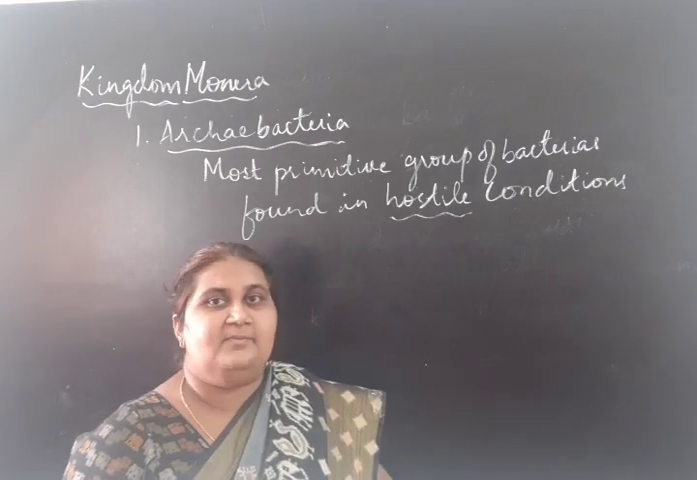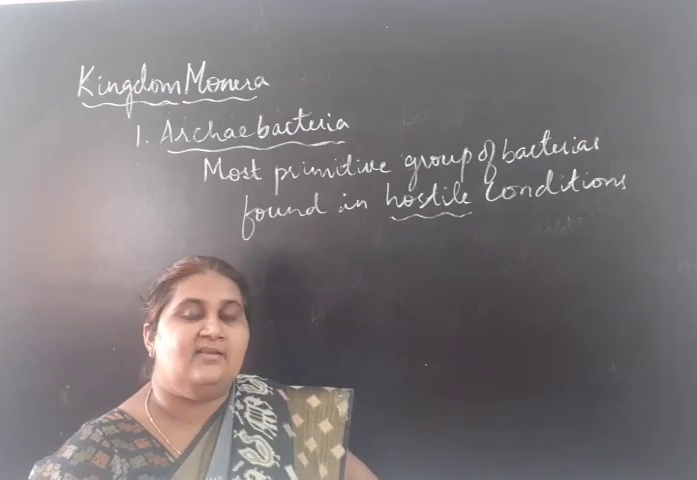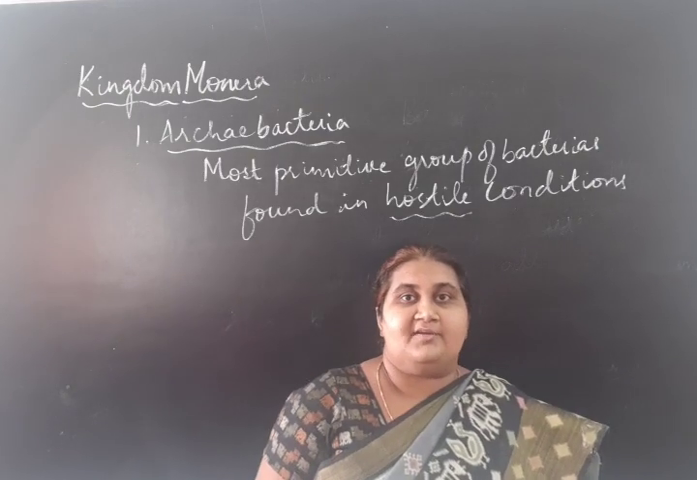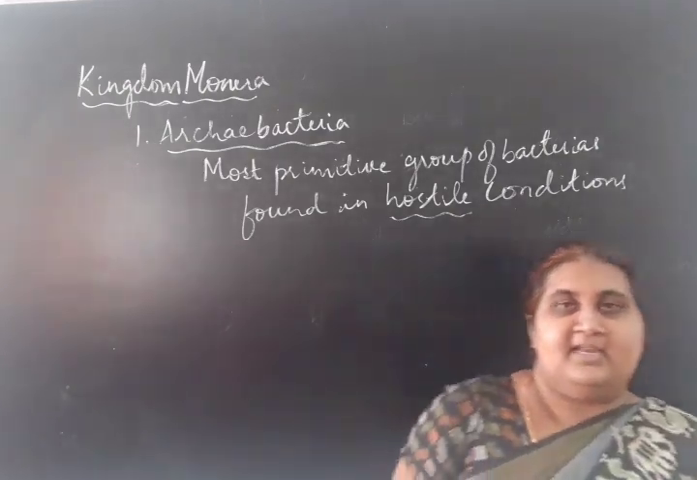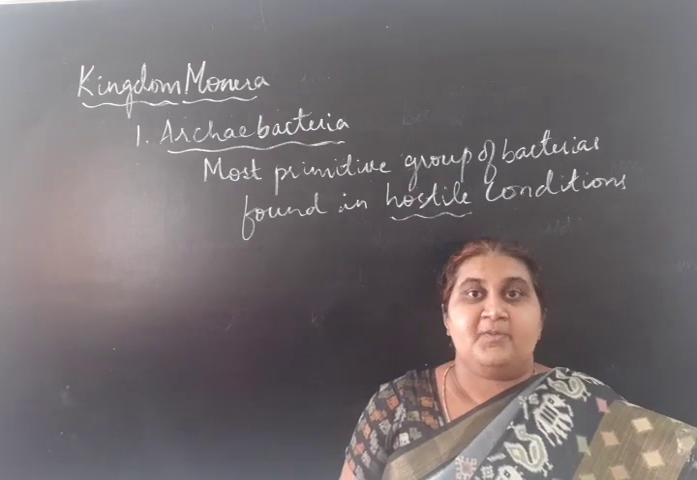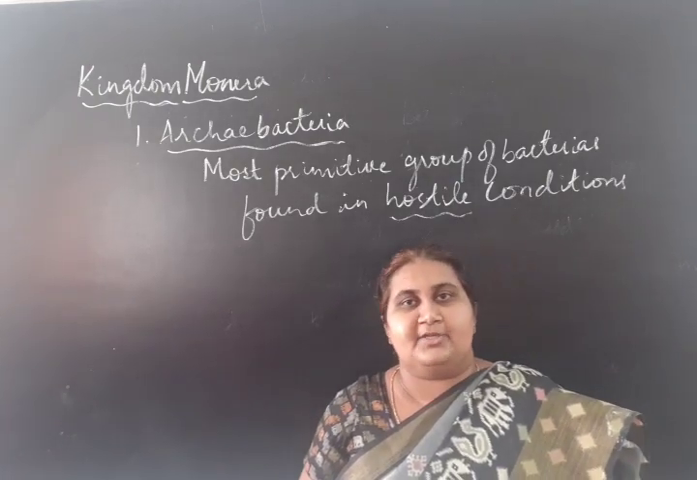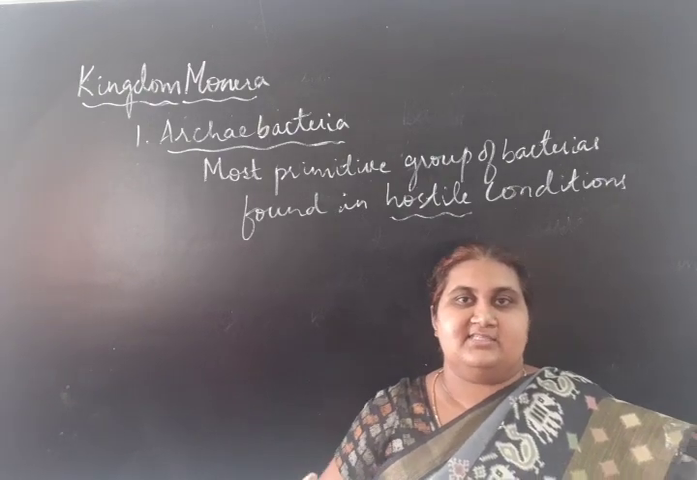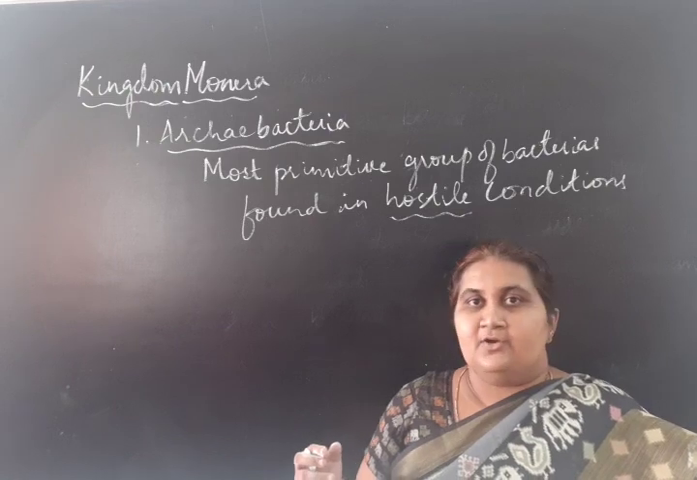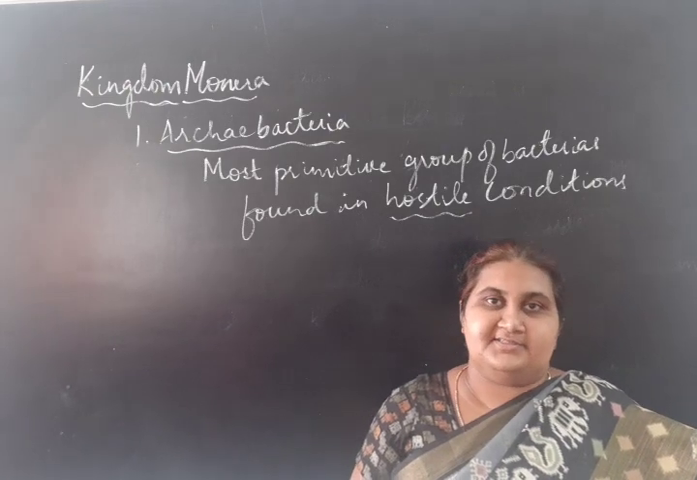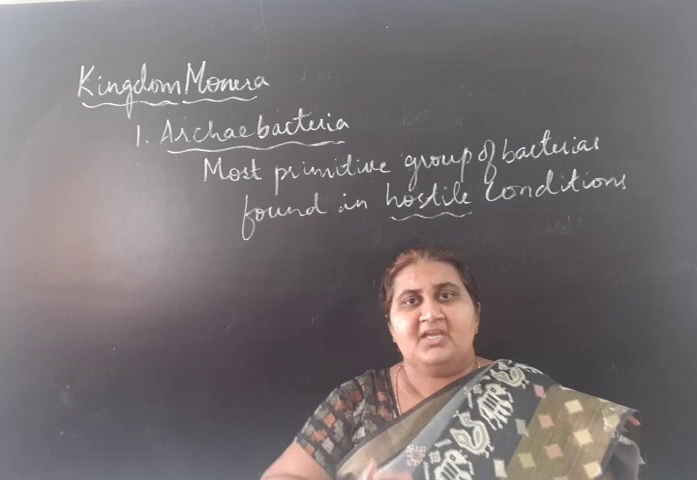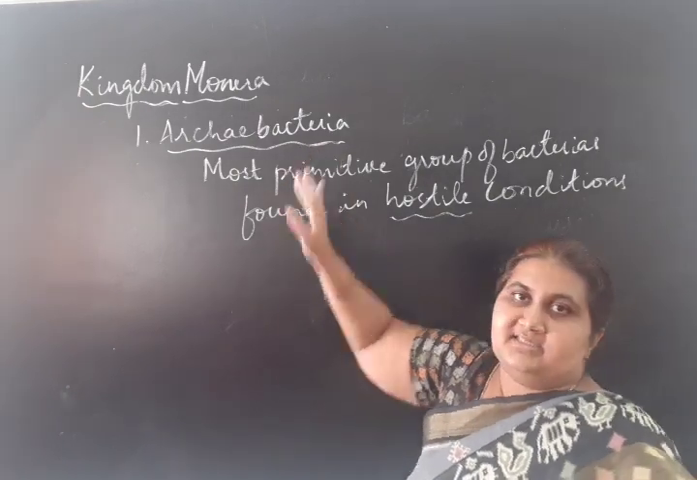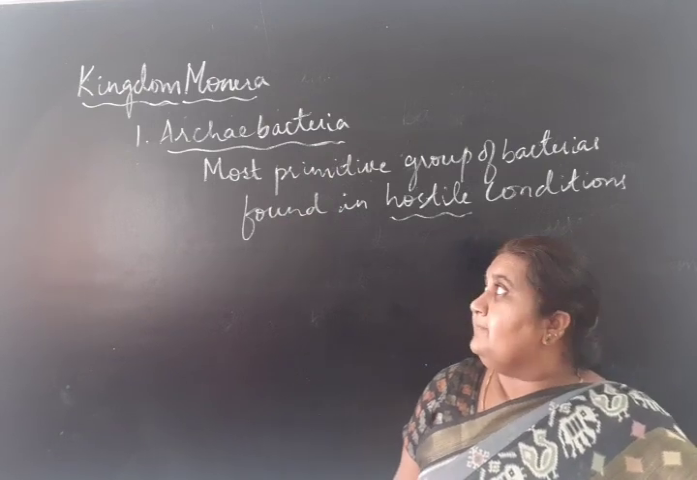Fertile means favorable. Hostile means unfavorable. Extreme harsh condition where living organisms cannot live. Like it might be anaerobic condition, or extreme high temperature, which might exceed 100 degrees, or high salt concentration or a low pH. In such extreme harsh conditions, we could find these Archaebacteria living.